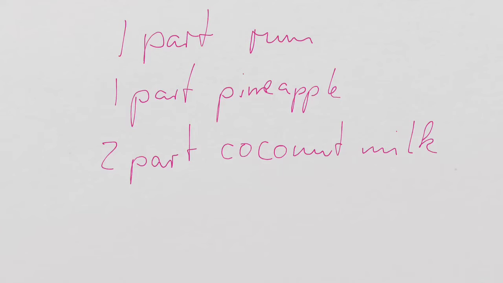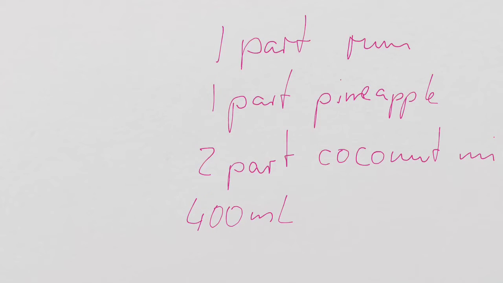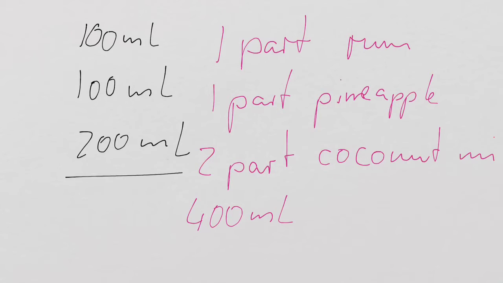Okay, how many parts have you got? 4 parts. Let's say you want to make 400 milliliter of your brew. What do you need? So you get how many rum? 100 milliliter. Pineapple juice? 100. 2 parts? 200 milliliter. Gives you 400 milliliter, right? So that's the parts thing.